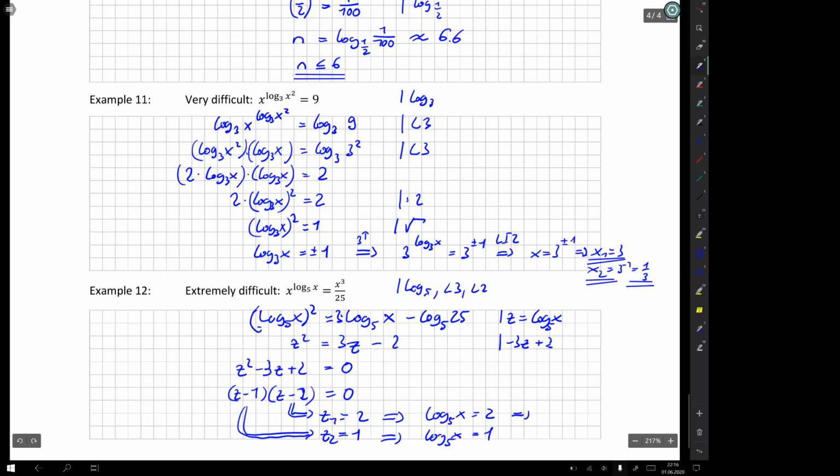And now using 5 to the power on both sides, we get 5 to the power of log x in base 5. That is the law of identity 2. We get just x equals 5 to the power of 2, so 25. And here we get x equals 5 to the power of 1, so equals just 5. As I said, these last two examples, 11 and 12, are for those interested. If they were too difficult for you to understand, no problem. Focus rather on the rest.